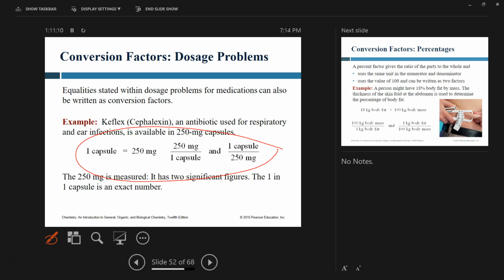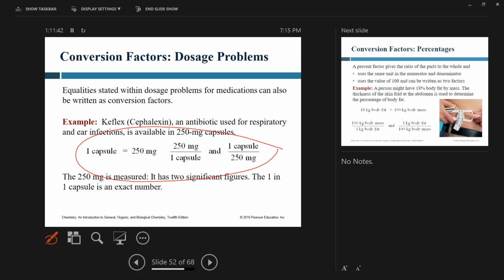And the prescription states that the patient should take 500 milligrams of cephalexin a day for 10 days. One capsule is 250. The prescription says 500 mg a day. How many capsules a day? 2. 2. How many days? 10 days. How many capsules? 20.